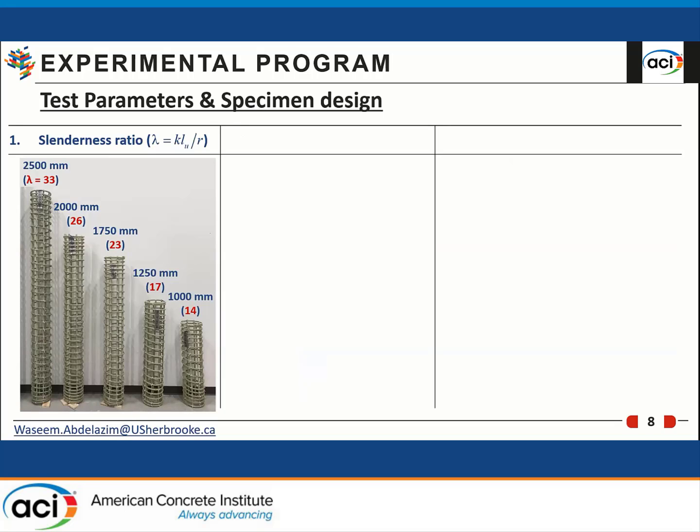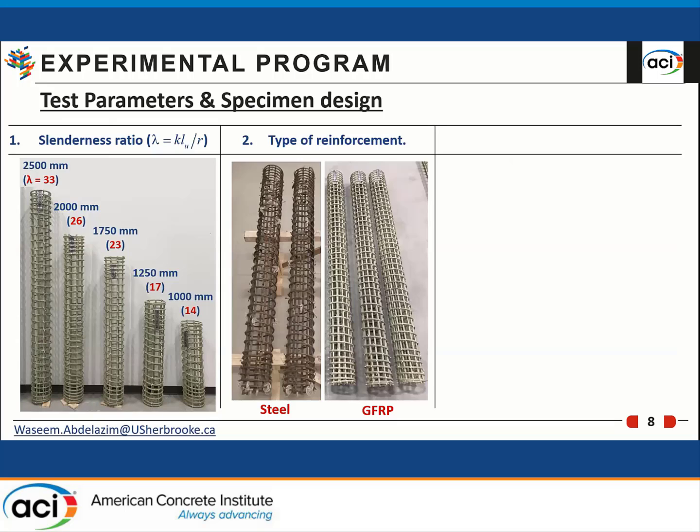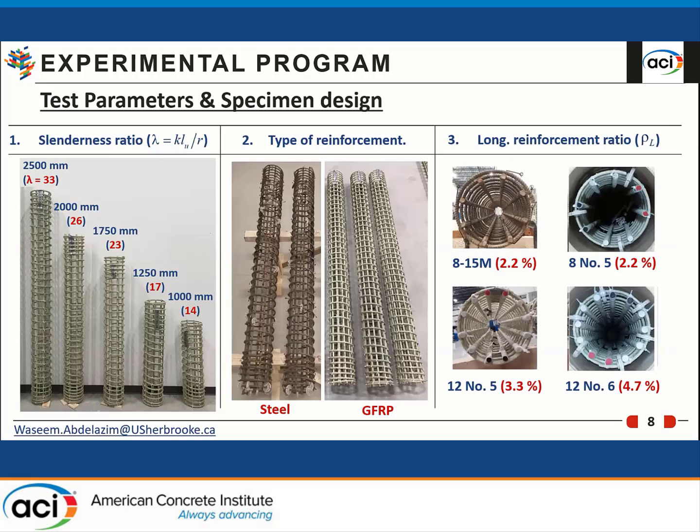The second test parameter was the type of reinforcement, as 4 slender steel reinforced concrete columns were fabricated and tested under the same conditions as the GFRP ones. And the third test parameter was the longitudinal reinforcement ratio, where the reinforcement ratio ranged from 2.2 up to 4.7%.